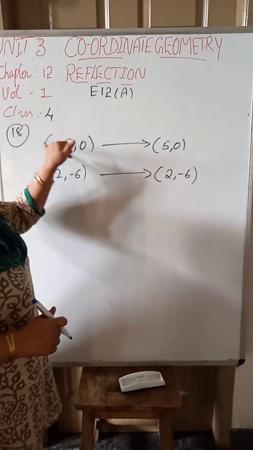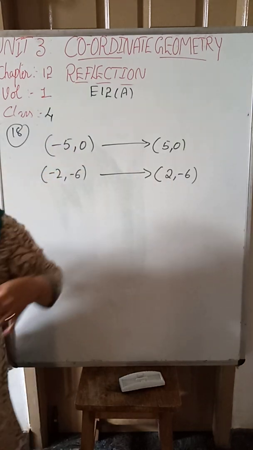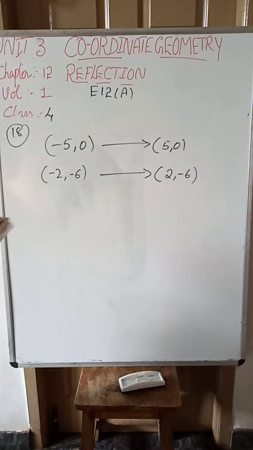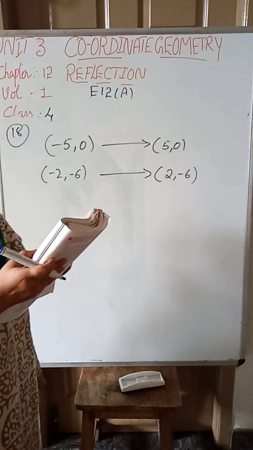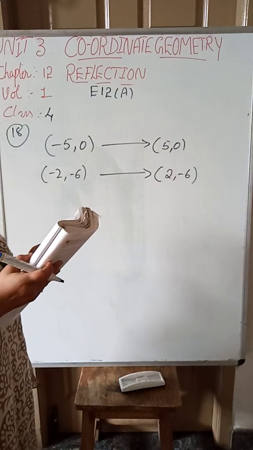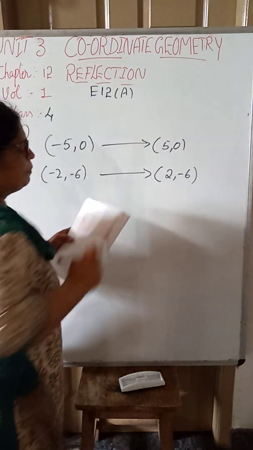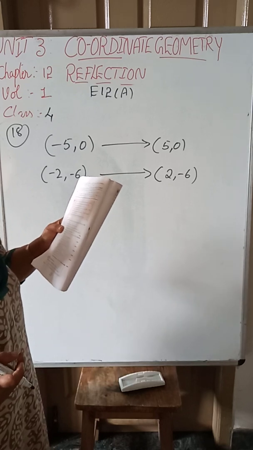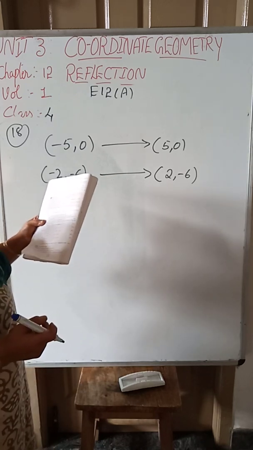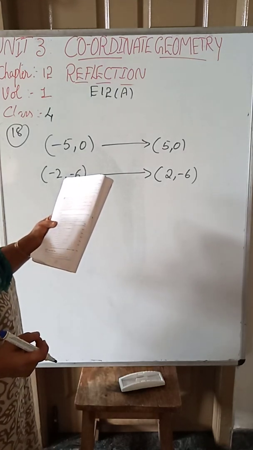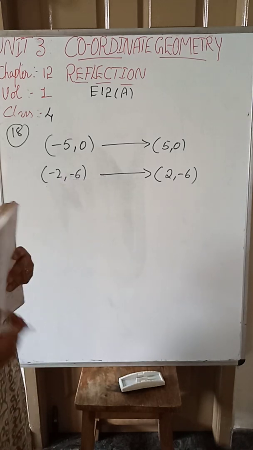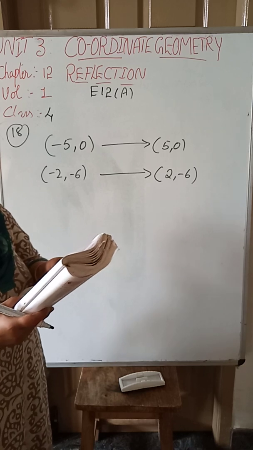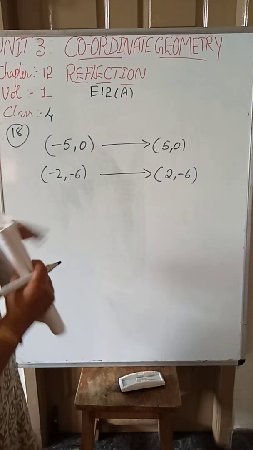Now I have selected the 18th problem. In the 18th problem, the point -5, 0 on reflection in a line is mapped as 5, 0. And the point -2, -6 on reflection in the same line is mapped as 2, -6. Here the question says, name the line of reflection.